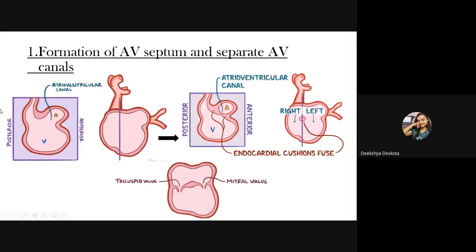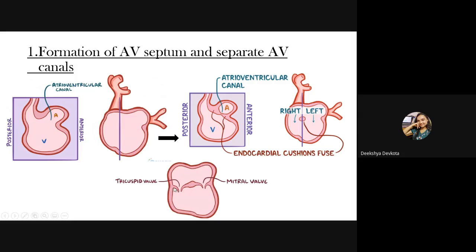Now, first, let's talk about the atrioventricular septum. So still now, our heart has a single AV canal. There are no right and left. This is the anteroposterior view, and the walls of our heart grow. The endocardial cells of the walls grow towards each other and fuse to form a single endocardial cushion, and this endocardial cushion divides our AV canal into left AV canal and right AV canal. This endocardial cushion is called the atrioventricular septum or septum intermedium.